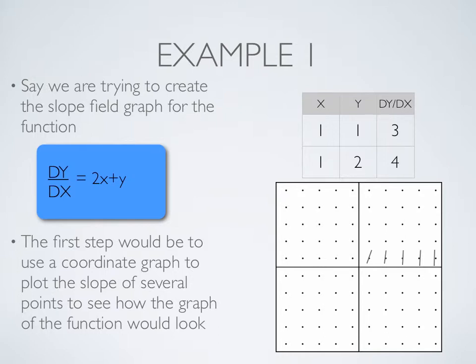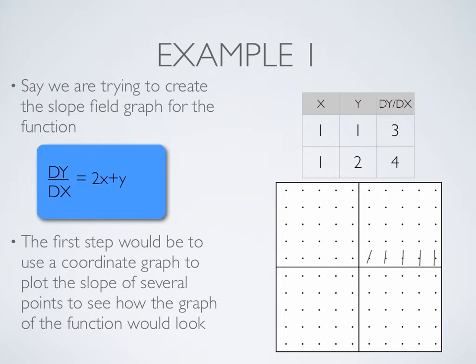So for the point (1, 1), you would plug in the values to the equation and get 2 times 1 plus 1 equals 3. Therefore, the slope at the point (1, 1) is 3. For the next point (1, 2), you would again plug in the values into the equation and get 2 times 1 plus 2 is 4. Therefore, the slope at the point (1, 2) is 4.